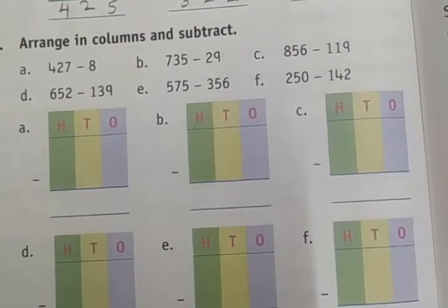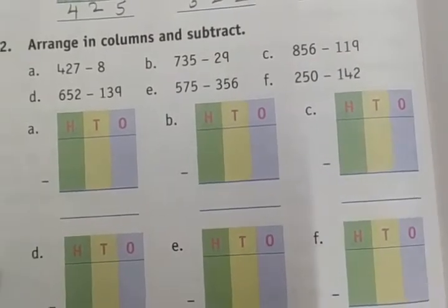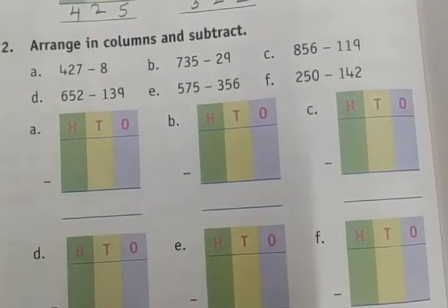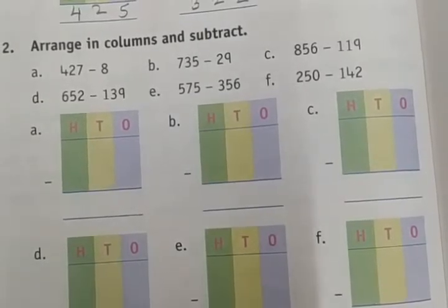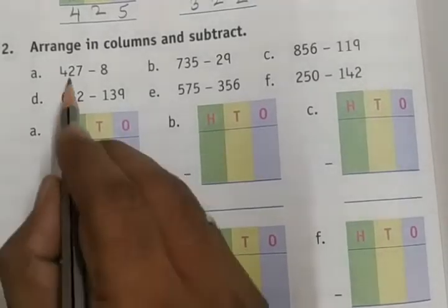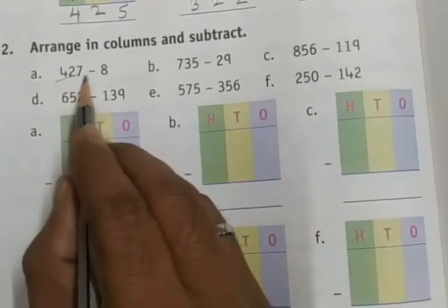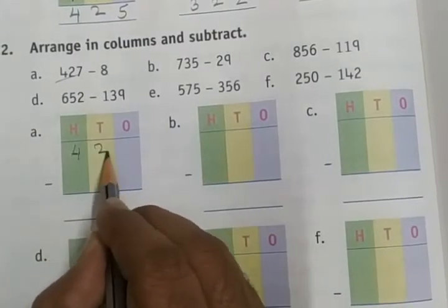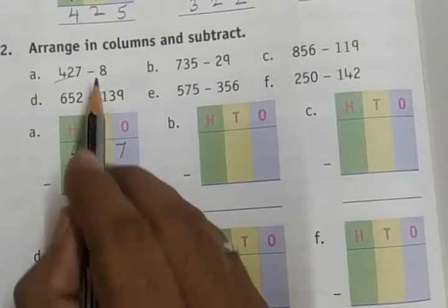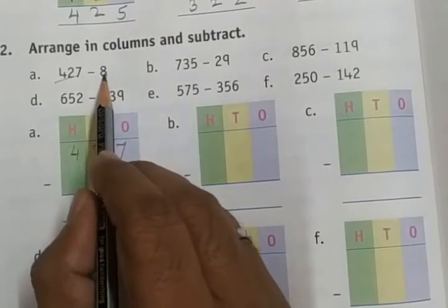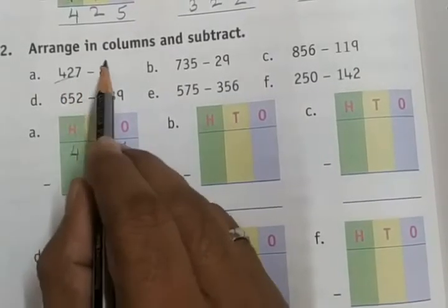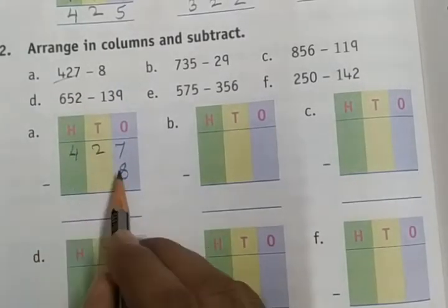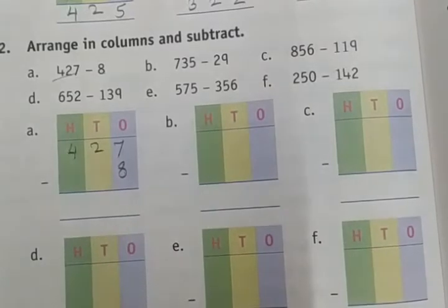Here we need to arrange the numbers in the place value chart properly first. This is one more important job, arranging the given number in a proper place value chart. That's most important. This is 427 minus 8. 427 is only one number. It's ones, tens, hundreds. Here there is only one digit, which means you need to write this 8 here, not here or here. You have to write it here. The most important part of this.